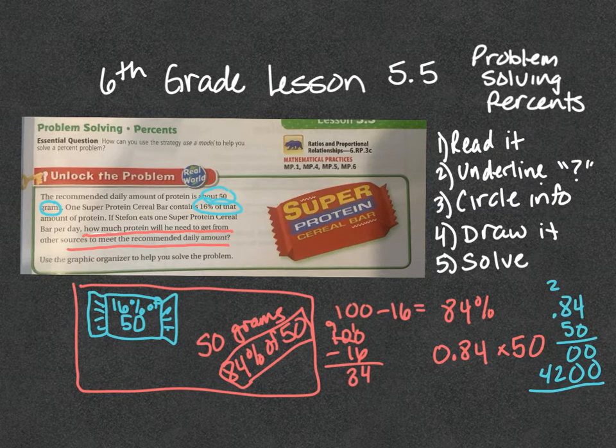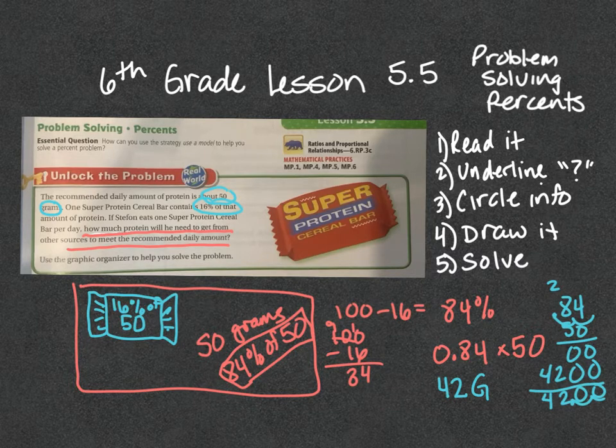Okay, and I have calculated. I'm just adding the last bit. 42 grams is what that comes up to. So 84% of 50 is 42 grams. So he is going to need 42 more grams of protein to fill his daily allowance, or the daily amount of protein he needs in the day. So that's how we did that.